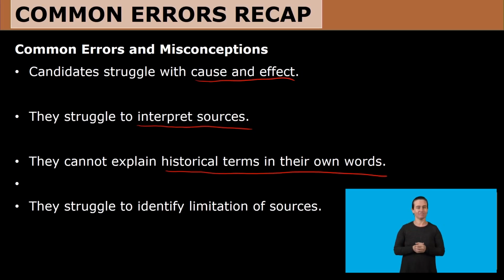And identifying the limitation of the sources. We even gave you guidelines of what you need to do. Look at who the author is, the date, when the source was written, why it was written, and that will tell you whether it is limited or not. And remember, the flip side of that is the usefulness of the sources. If the source is useful, it's because of who the author is, when it was written, and then the content that is contained in that source or the information.